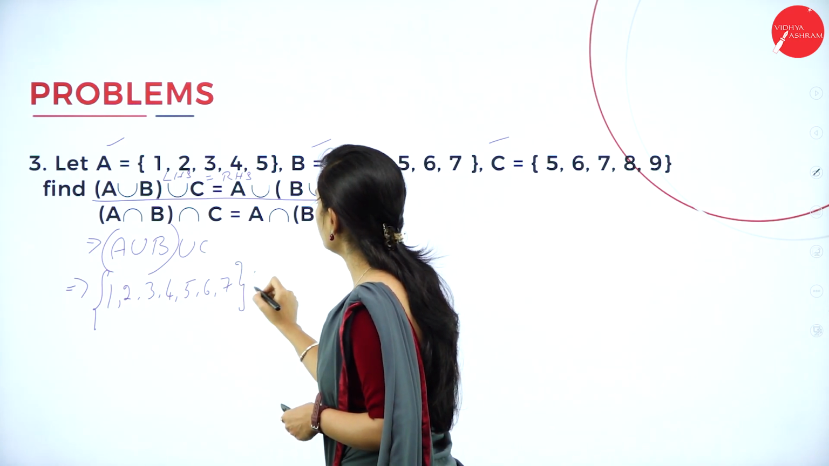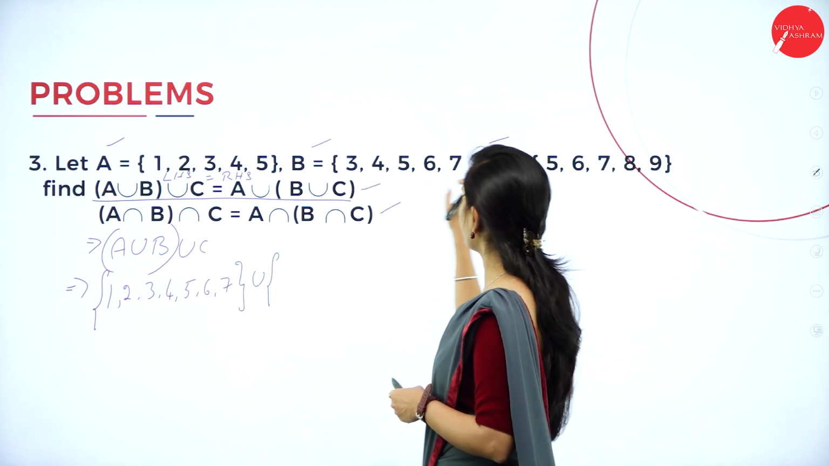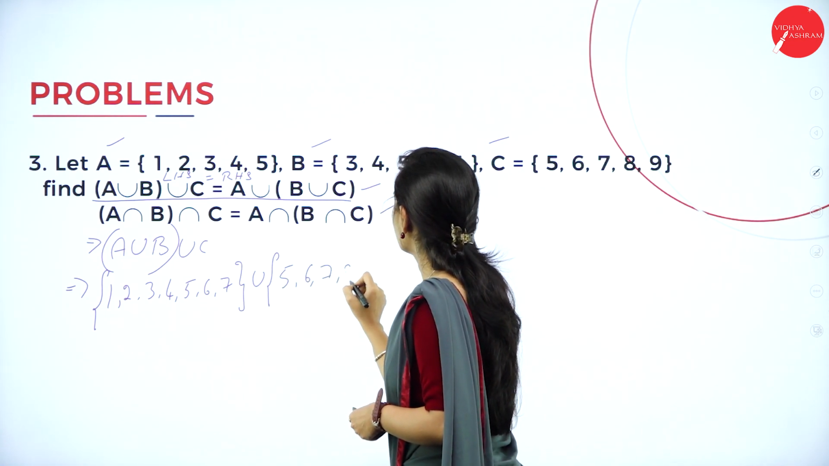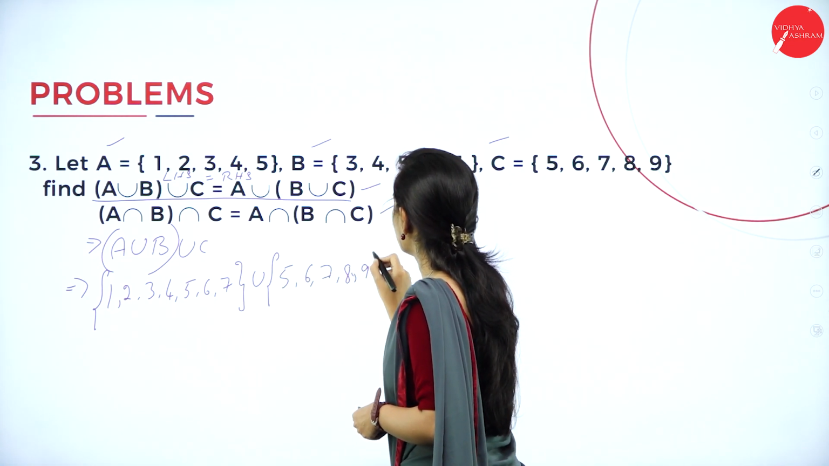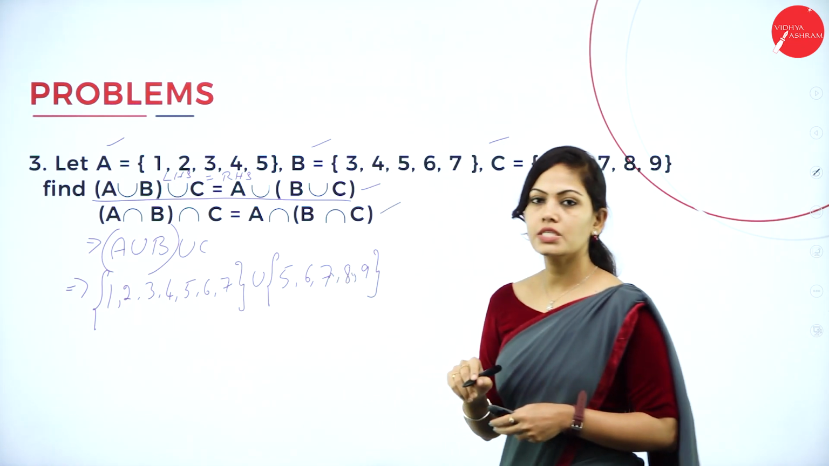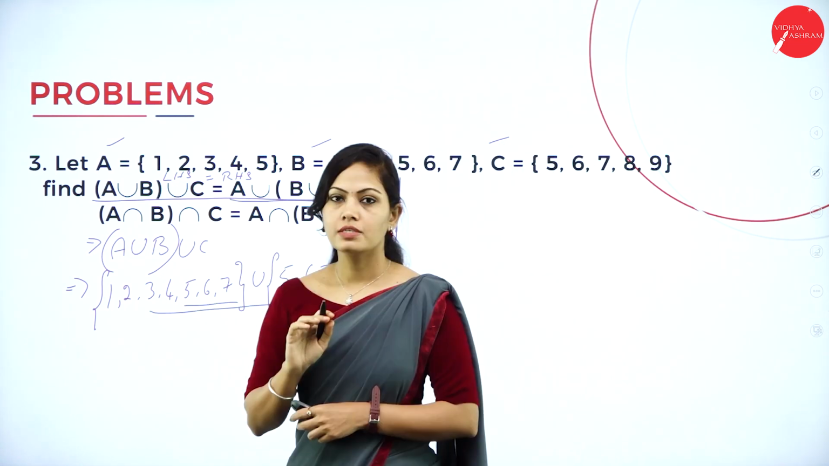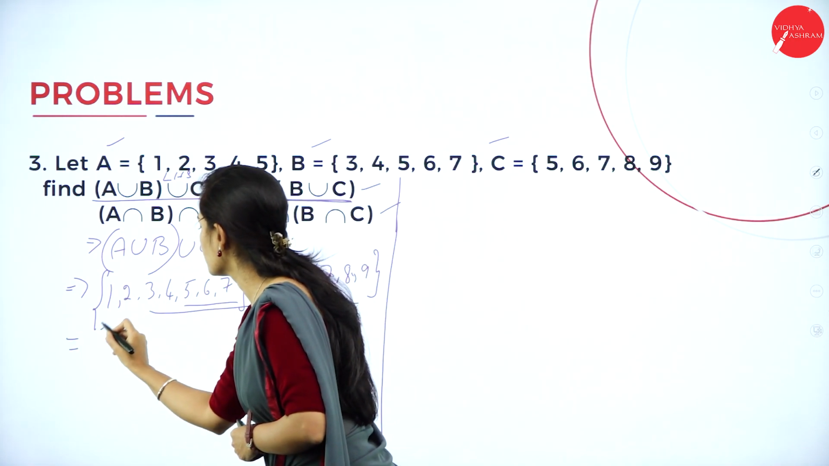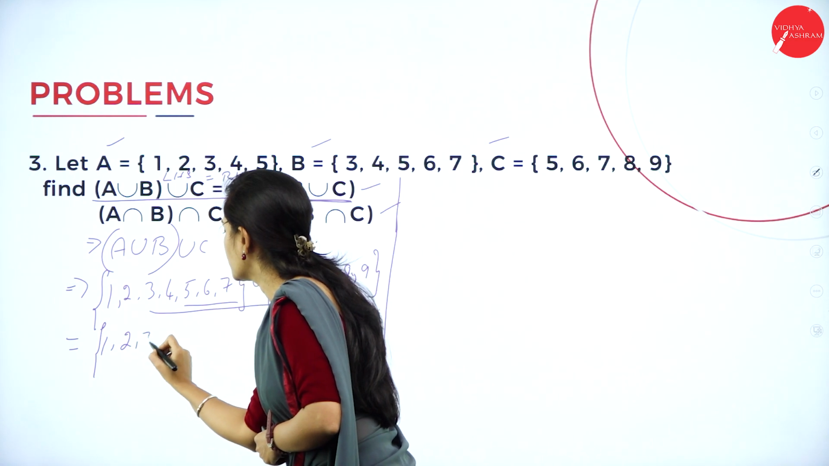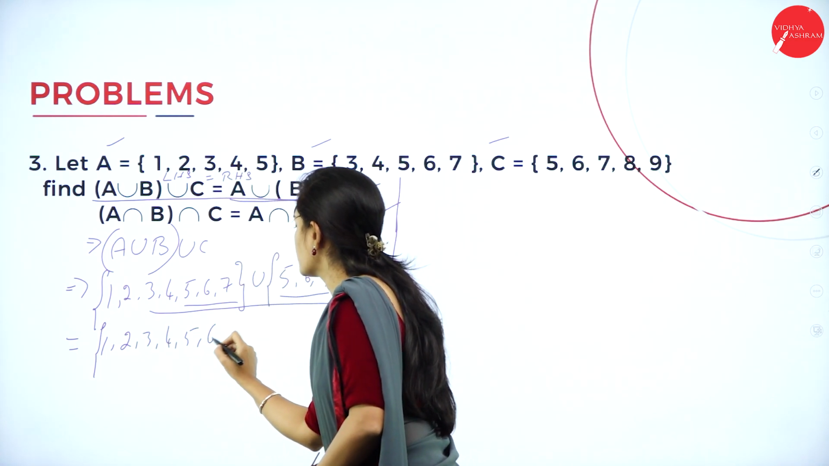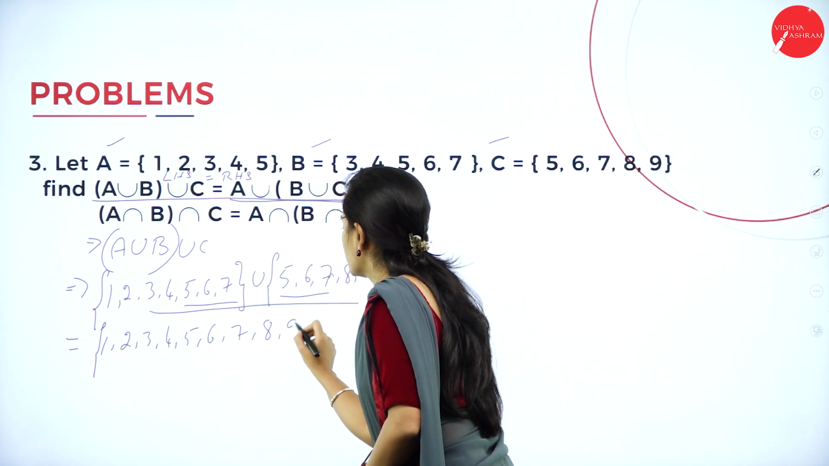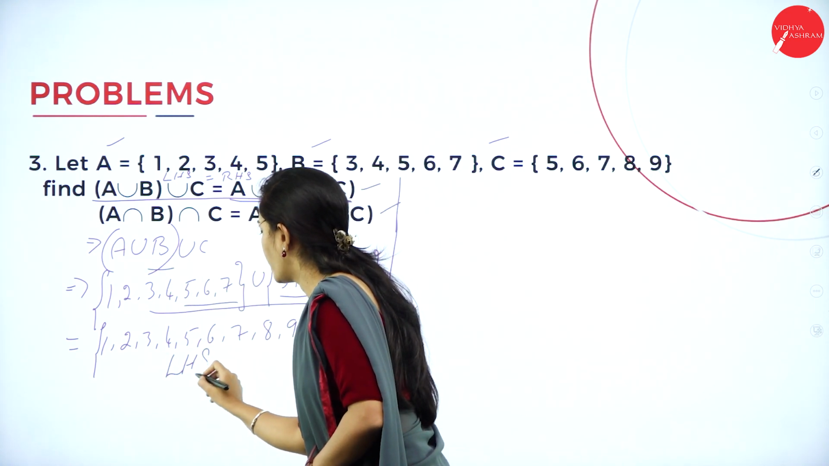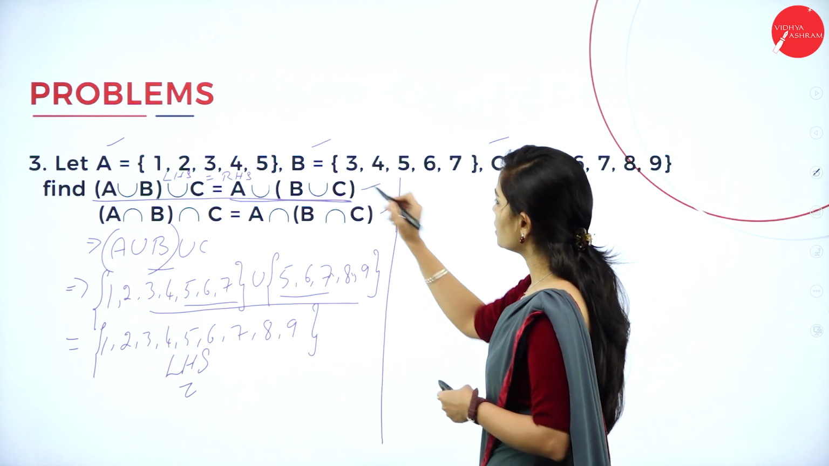And union C. Just write the set elements of C. It is 5, 6, 7, 8 and 9. These are the set elements of C. Now find out A union B union C. You just combine these: 1, 2, 3, 4, 5, 6, 7, 8, 9 is your LHS value.